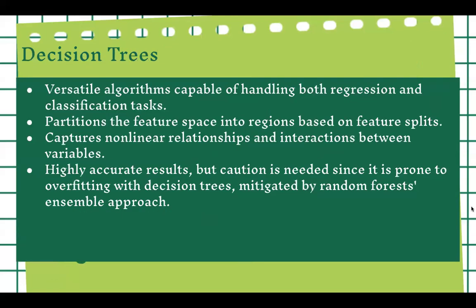Decision trees, on the other hand, are versatile algorithms capable of handling both regression and classification tasks. They first partition the feature space into regions based on feature splits, and they can capture nonlinear relationships and interactions between variables, making them very useful for more complex data sets. In our case, we found that it provided highly accurate results, in fact 100% accuracy, but caution is needed because decision trees are prone to overfitting, although this can be mitigated by using random forests and increasing the number of trees. Although our results showed how the number of trees stopped really making any difference once you got past around 100.